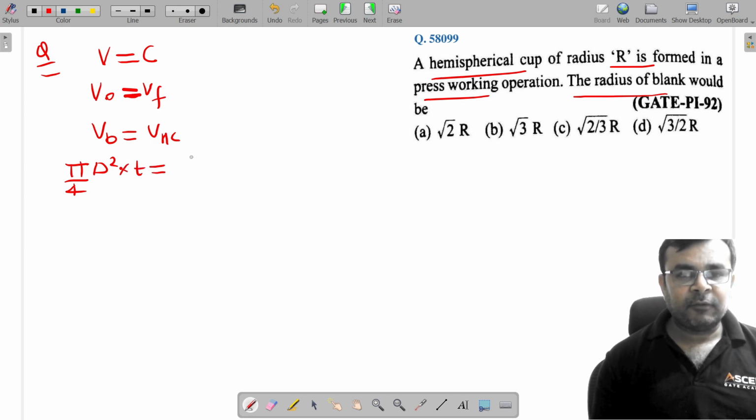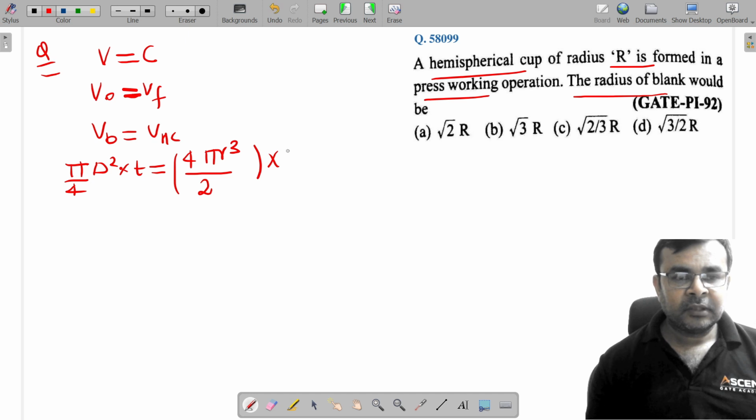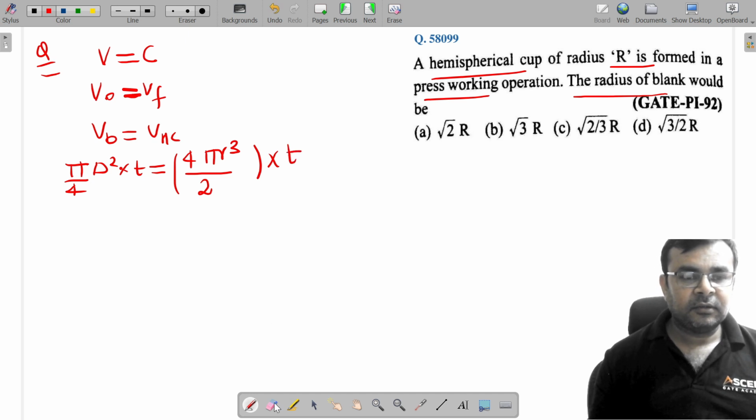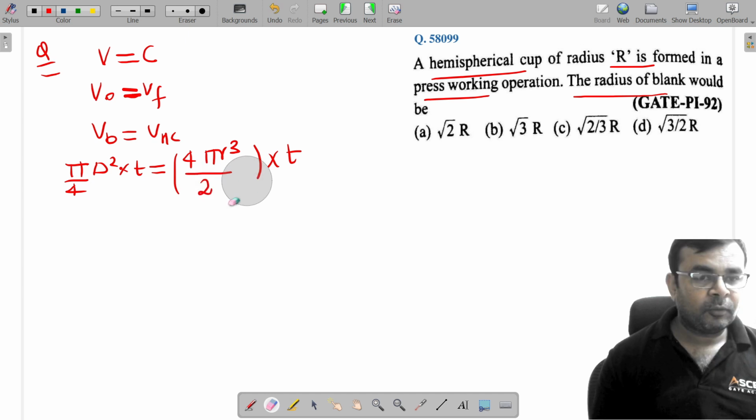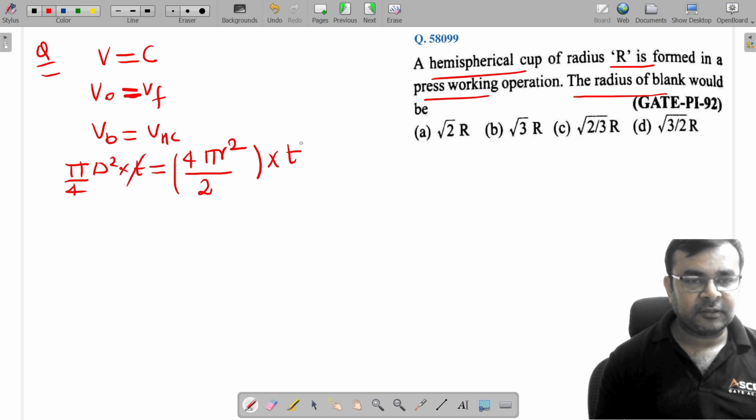And what about the volume of sphere? So this is 4 pi r cube, and this is the volume of total sphere. So if I divide with 2, then this is called as volume of hemisphere into thickness. So 4 pi r square by 2, actually surface area into thickness. 4 pi r square by 2 into thickness. Is it clear? So thickness is cancelled out with this.